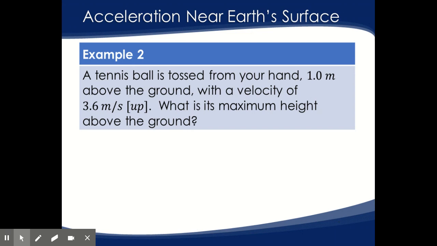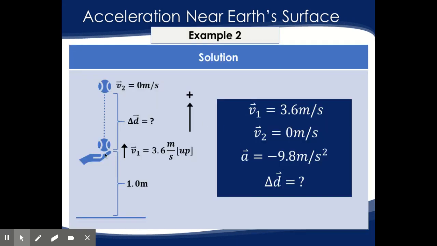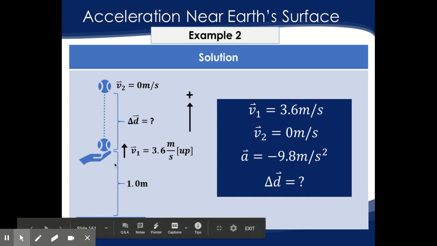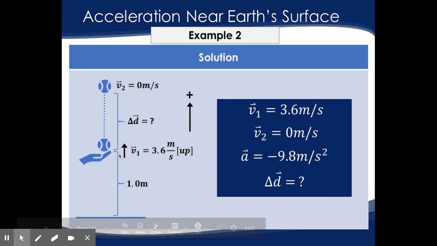So in this example, a tennis ball is tossed from your hand 1 meter above the ground with a velocity of 3.6 meters per second up. What is its maximum height above the ground? This is not really complicated, but you do need to pay attention. It says you're tossing it from 1 meter up, so your hand is already 1 meter above the ground, and its initial position would be 1 meter. Then you toss it upward with an initial velocity of 3.6 meters per second. It stops for a second right at the peak, so the final velocity V2 is going to be 0.